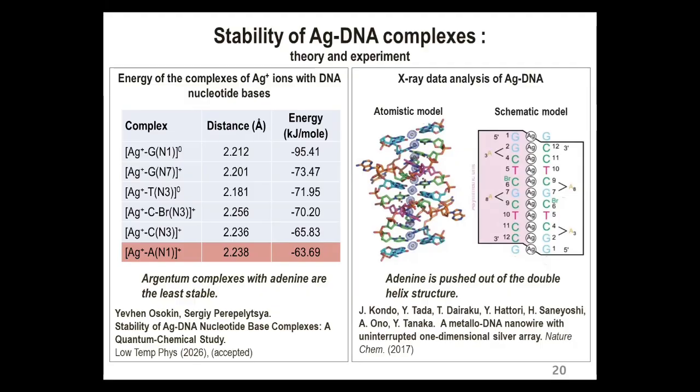You can see these nucleotides, they are not inside the double helix, they are outside. In this scheme, you can see there are 4 such nucleotides, and this is adenine. So adenine is the least stable, and that's why it is pushed out by argentum, and in such a way the system is formed. So the following step for us is to understand how this chain is formed, and we need to calculate the interaction between different argentum atoms to understand how the argentophilic bond is formed.